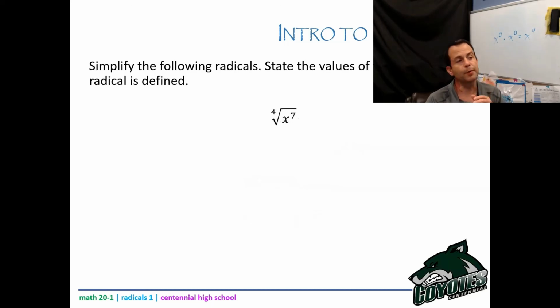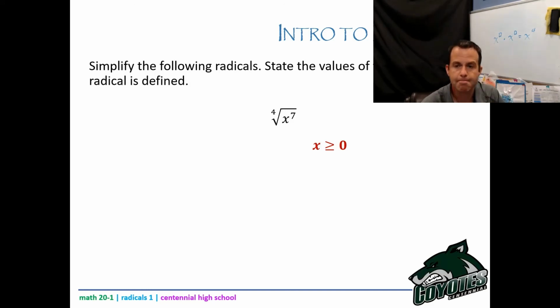Awesome. What about the 4th root of x to the 7 then? Well, I got to talk about restrictions first. I have an even root index. So even root indices behave the same way as a square root would. Because I have an odd exponent, I have to say that x has to be greater than or equal to 0. I can't put a negative number in here because a negative number to the exponent of 7 would give me a negative number, and the 4th root of a negative number is not possible.